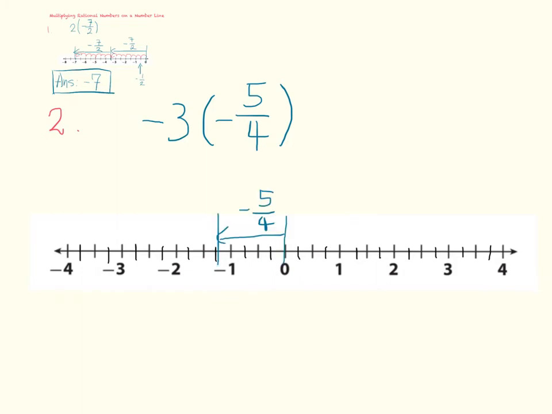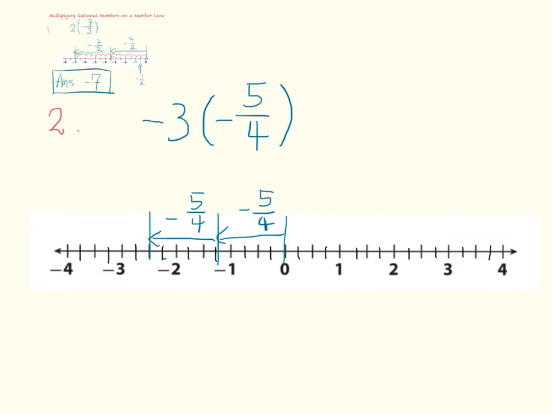And earlier I said to ignore this negative sign for a little bit. Okay, so let's just do negative 5/4 times 3 for now. So we travel negative 5/4 units to the left 3 times. So this is just one time, and we have to do 2 more times. So 1, 2, 3, 4, 5. Okay, right here is your second negative 5/4.